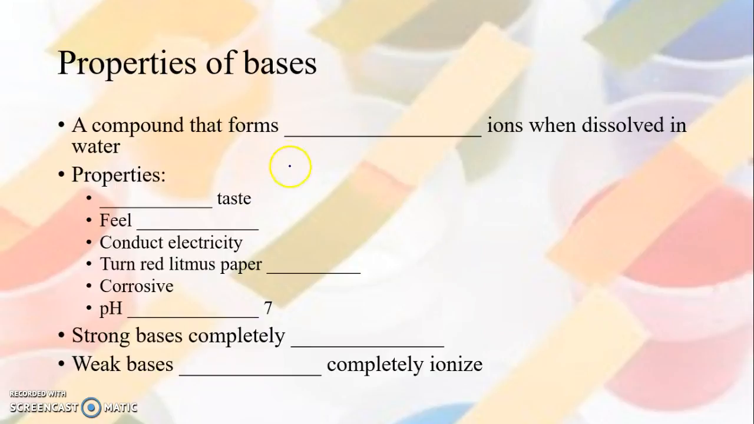Properties of bases. Bases are compounds that are going to form hydroxide ions when dissolved in water. Now, we've heard of hydroxide. Hydroxide is OH with a negative charge. How can they do that? Well, they'll take the water molecule and it breaks apart into H's and OH's.